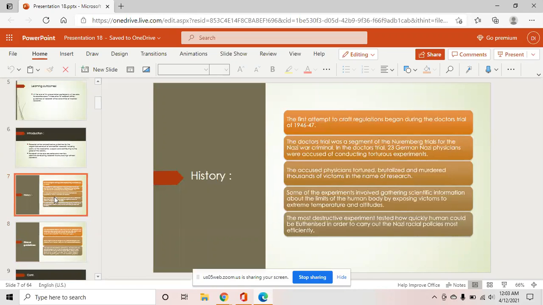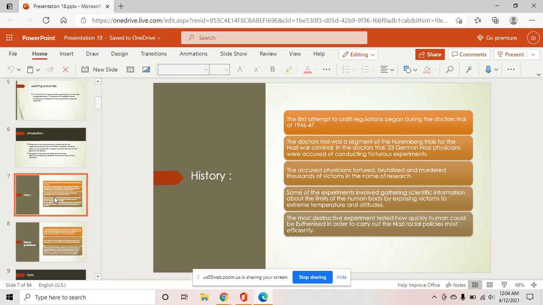History. The first attempt to craft a regulation was based on the Doctors' Trial of 1946 to 47. The Doctors' Trial was a segment of the Nuremberg trial for the Nazi war criminals. In the Doctors' Trial, 23 German Nazi physicians were accused of conducting torturous experiments. The accused physicians tortured, brutalized, and murdered thousands of victims in the name of research.